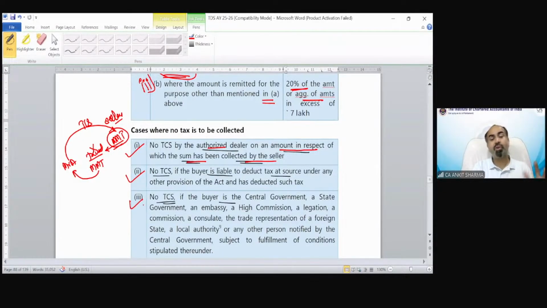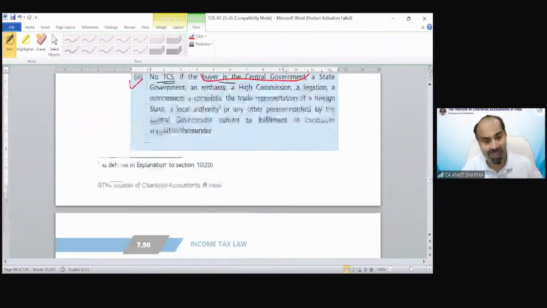The third case would always be if the buyer is government, etc. So government is not going to pay anything, whether it's TDS, TCS, etc. So there is no applicability of TCS if the buyer is government, etc.